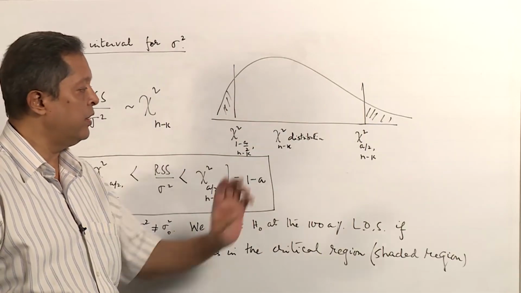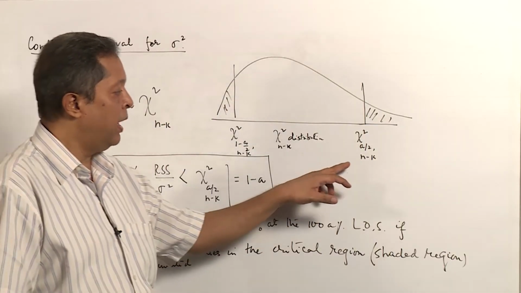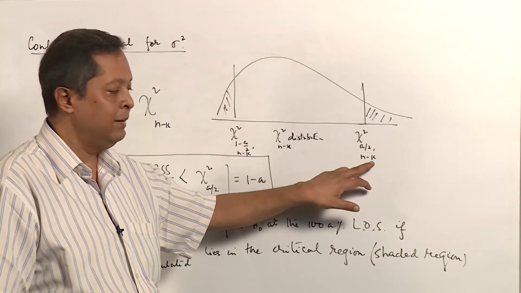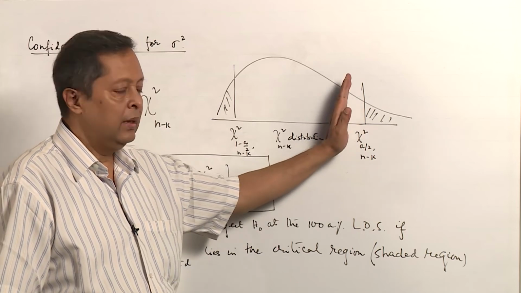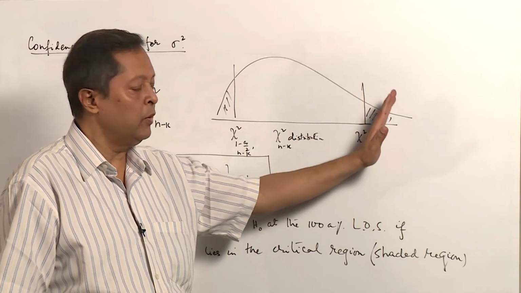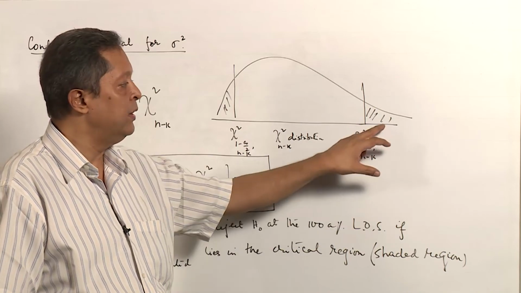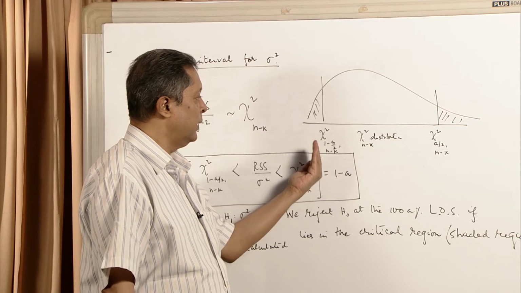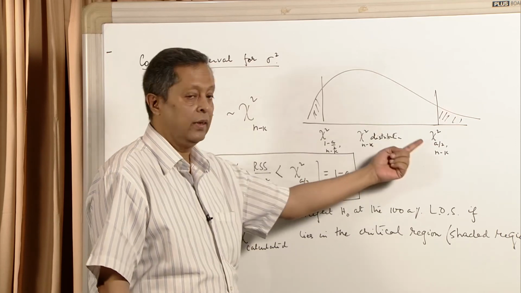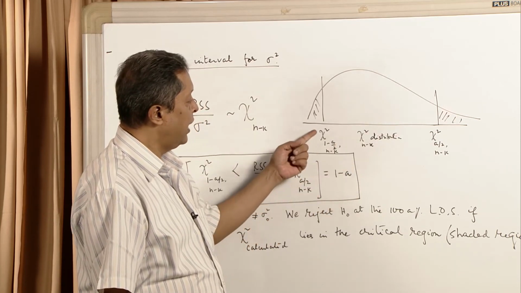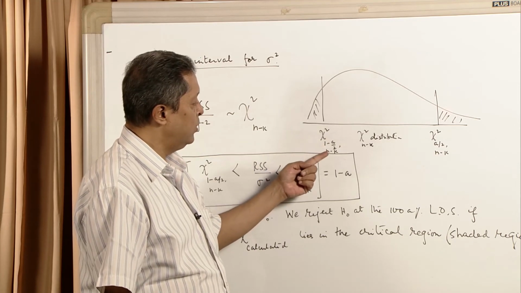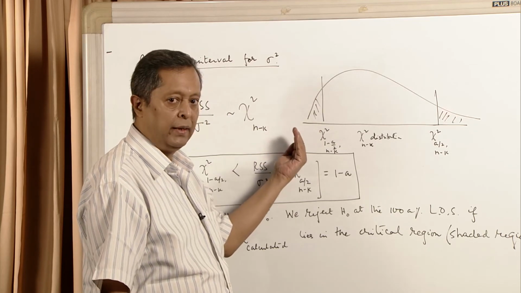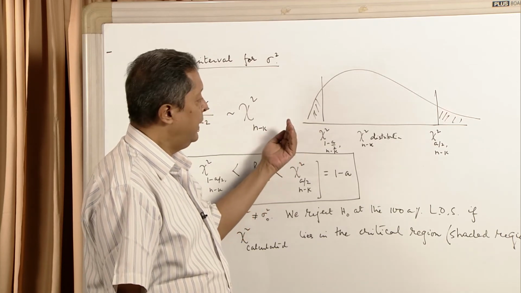We draw the chi-square distribution and then we mark out the critical value chi-square a by 2 with n minus k degrees of freedom as that value to the right of which the probability is only 100 into a by 2. Similarly, we have another goalpost to the left, but mark that this is not a symmetric distribution. So, we write chi-square 1 minus a by 2 with n minus k degrees of freedom. That means, to the left of this also the probability is 100 into a by 2.